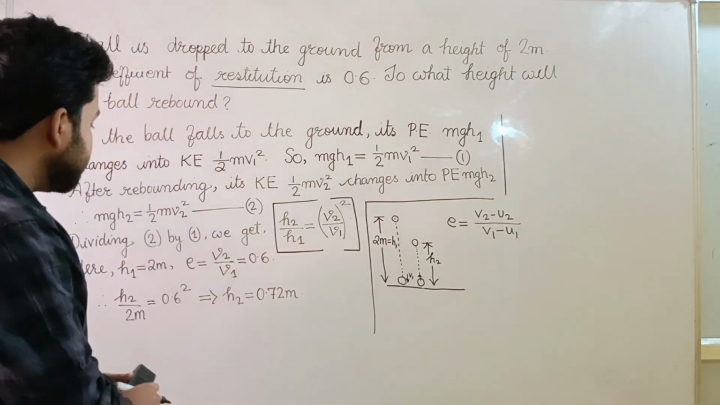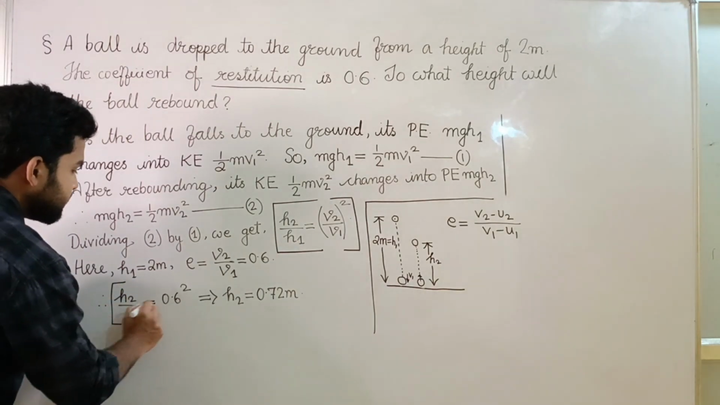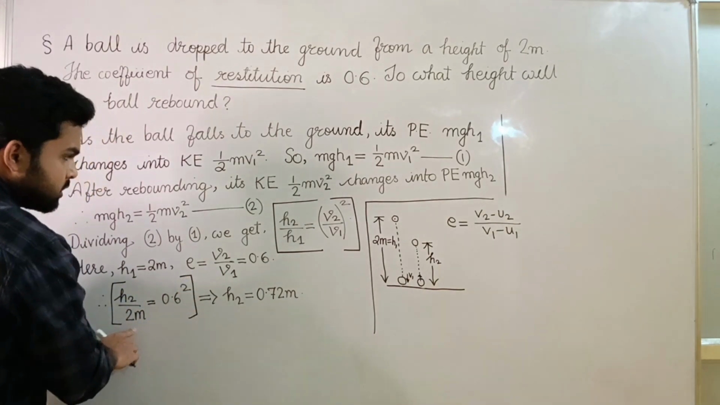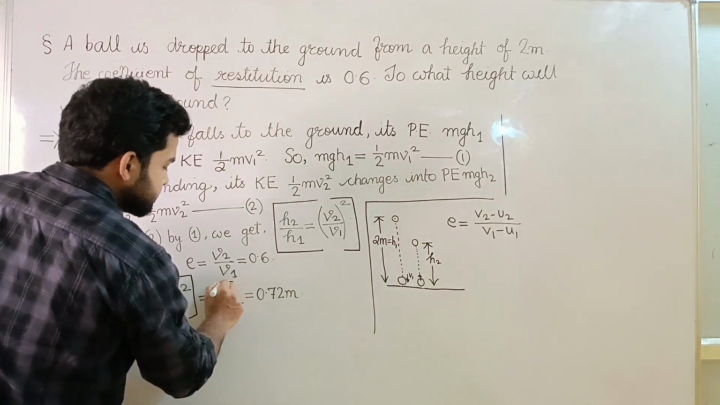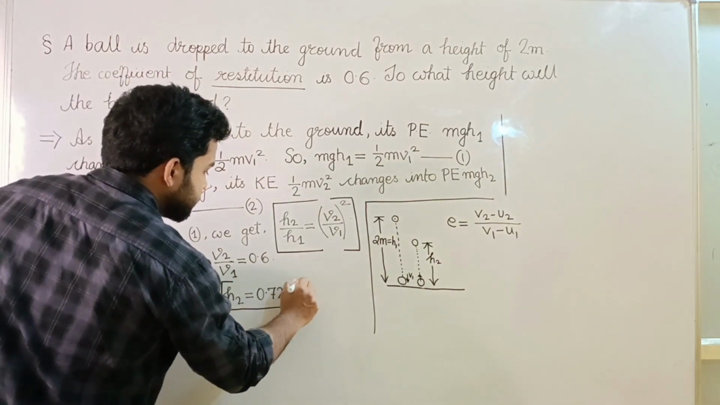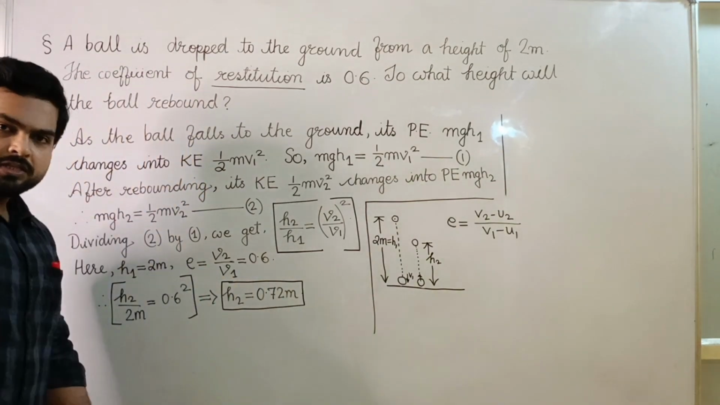Finally, after substituting, h2 upon 2, since h1 is 2, equal to 0.6 square, which gives us h2 equal to 0.72 meter. Okay, thank you.